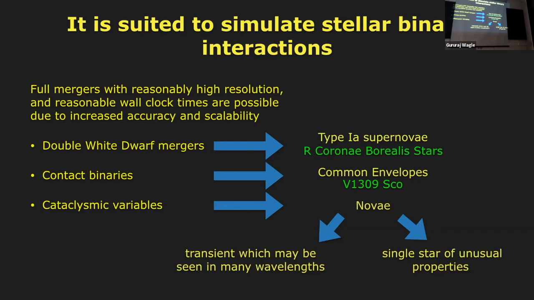The common thing that all these mergers have is that they produce transients when they merge. Also, the single star, the merger product, has unique properties that cannot be achieved in single star evolution. So you have to have a binary for that.